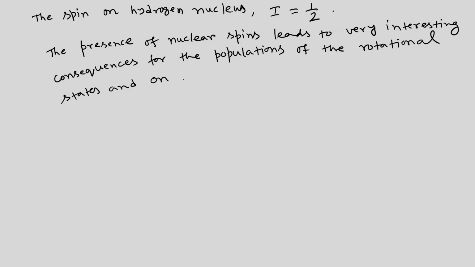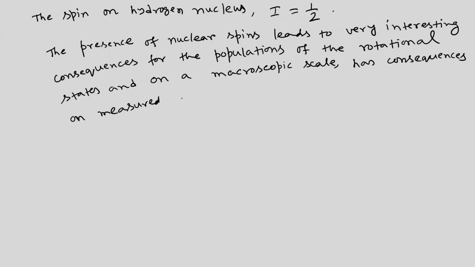And on a macroscopic scale, it has consequences on measured entropies and heat capacities as well. So the presence of nuclear spins leads to very interesting consequences for the populations of the rotational states, and on a macroscopic level has consequences on measured entropies and heat capacities as well.